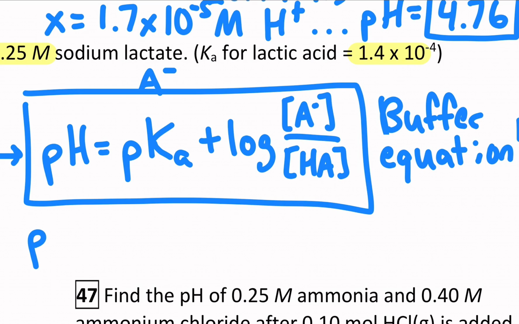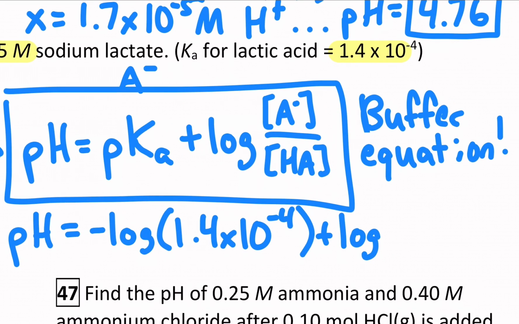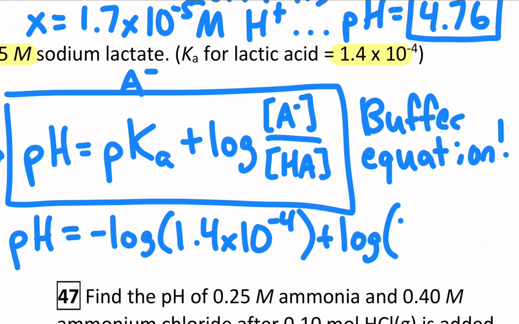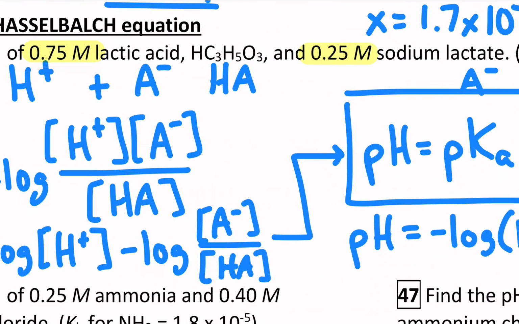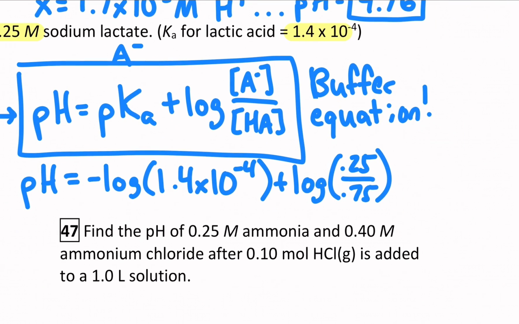So the pH is the pKa. That's the negative log of this number. I'll just write that. Negative log 1.4 times 10 to the negative 4 plus log of the ratio of the molarities. A minus is the basic part, 0.25. HA is the acidic part. Go back and look, it's 0.75. So that's just the log of a third. You plug all that in one calculation, you get your pH.